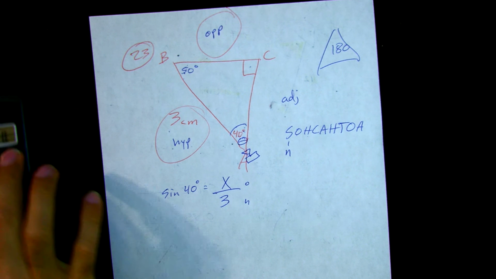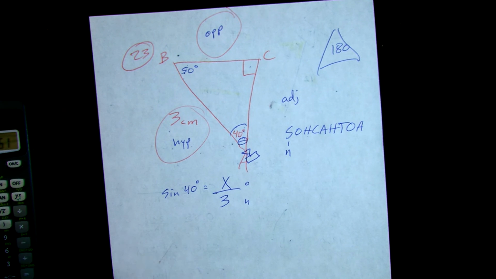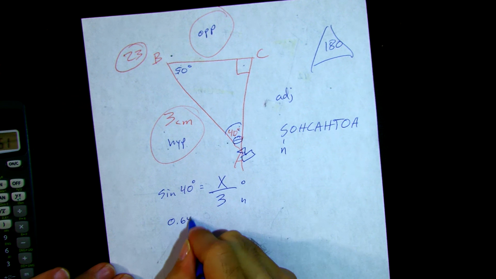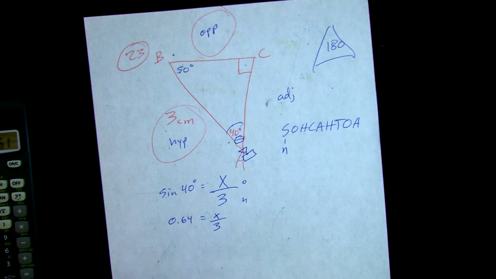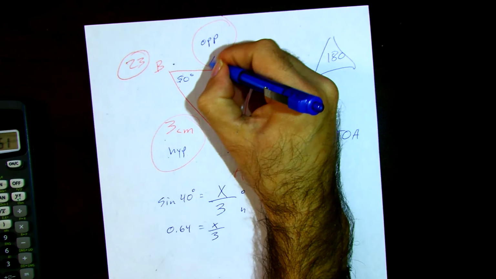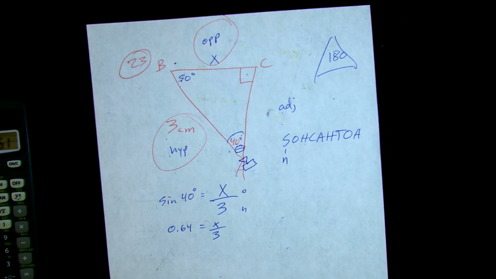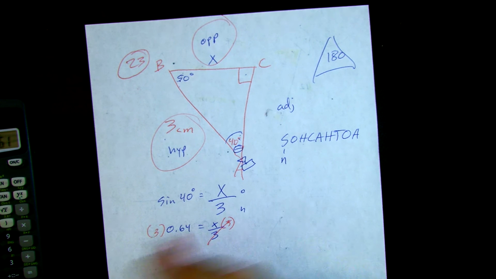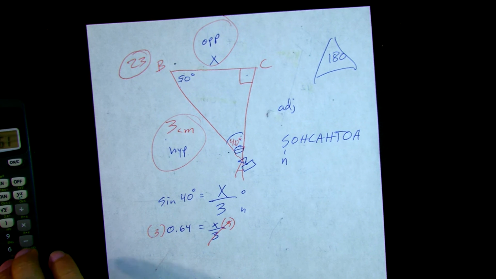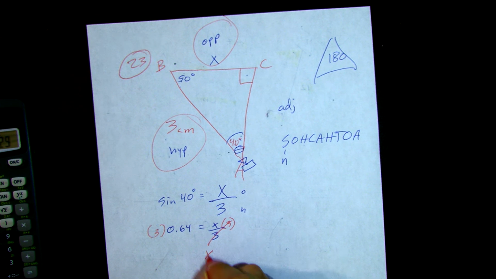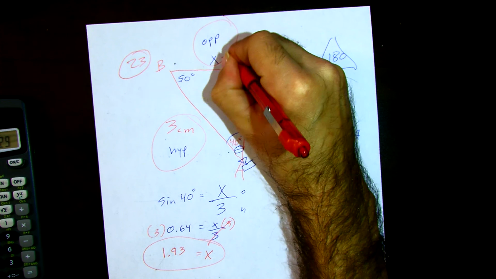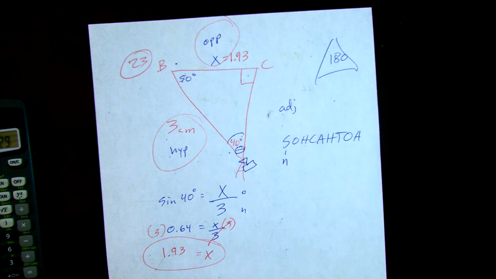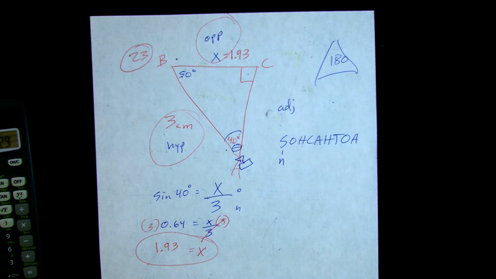These are going to be much quicker. Now look, sine of 40 gives us 0.64 is equal to x over 3. I'm calling that x. And then we will multiply by 3. This times 3, x is going to be equal to 1.93. Okay. All right. Well done.